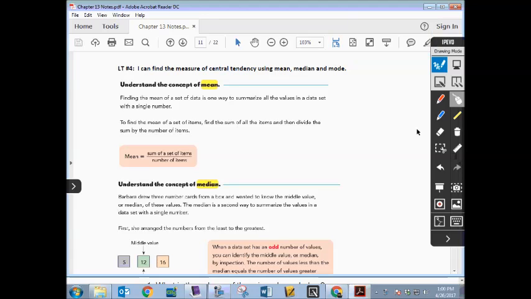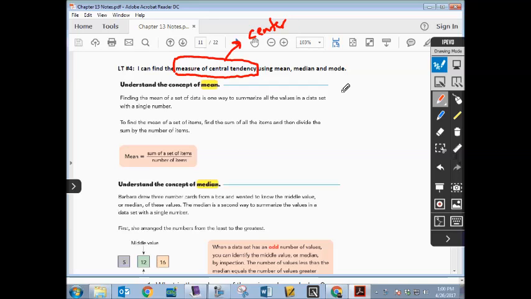All right, this is going to be your Chapter 13 Learning Target number 4 and number 5 video. The first target here is I can find the measure of central tendency using mean, median, and mode. Now, this term, measure of central tendency, might sound like a mouthful and be kind of confusing, but really it's just talking about the center of something or the middle.